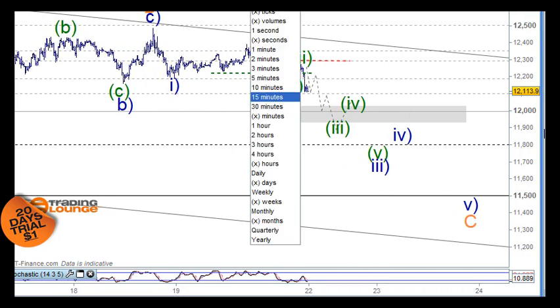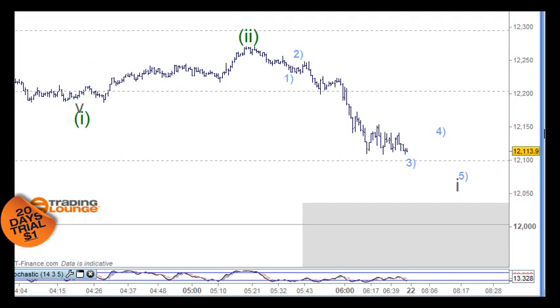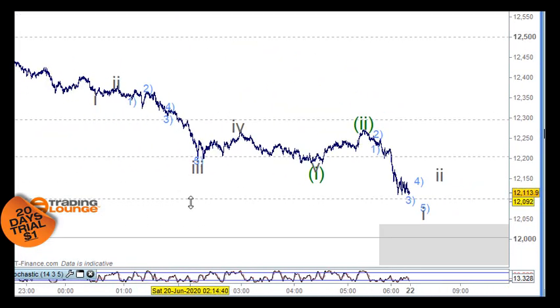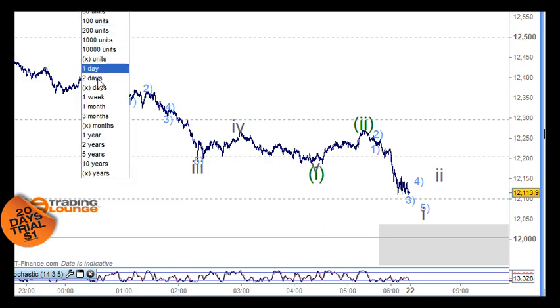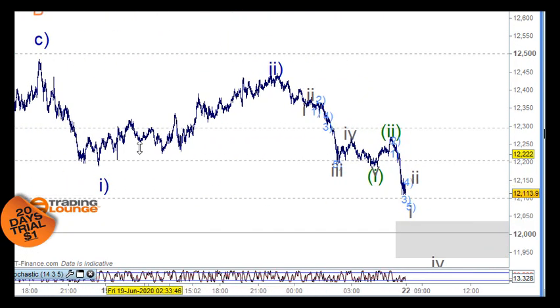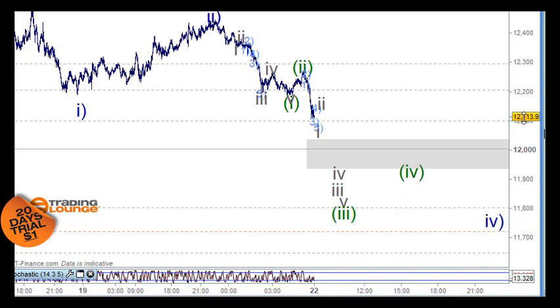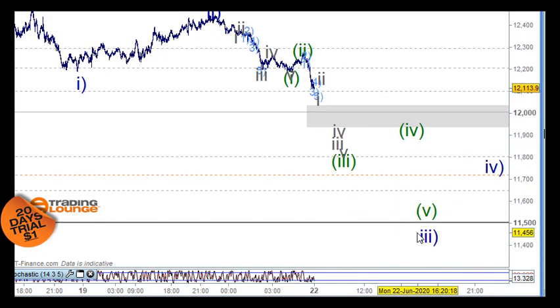I don't know if the tick chart's going to really give us any more than we already know at this point, but we'll just take a look at this as well. Just a bit more data. So looking at wave 1 here and ABC for wave 2 up here. So blue wave 2 going down to blue wave 3, which is way down here.